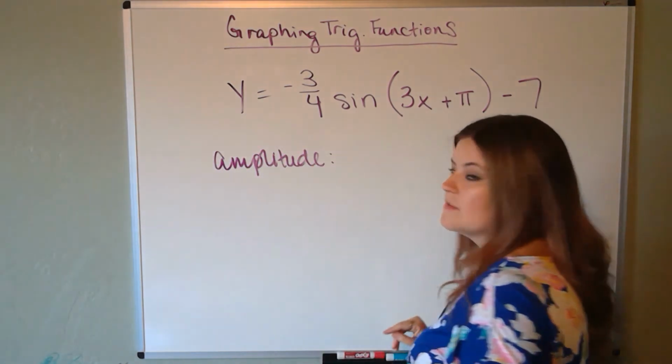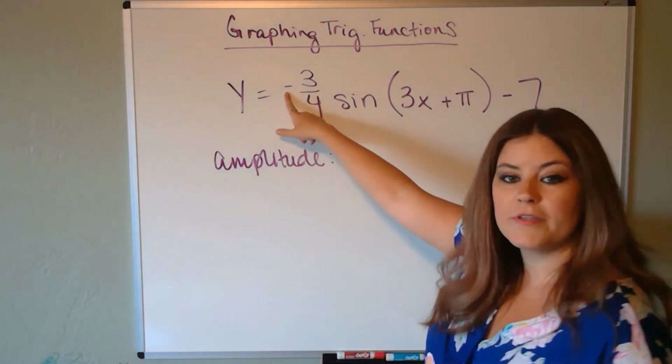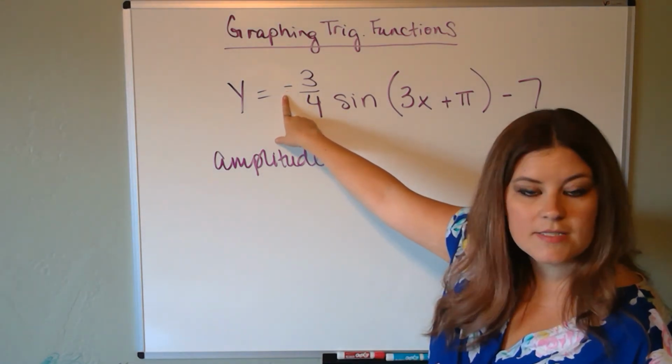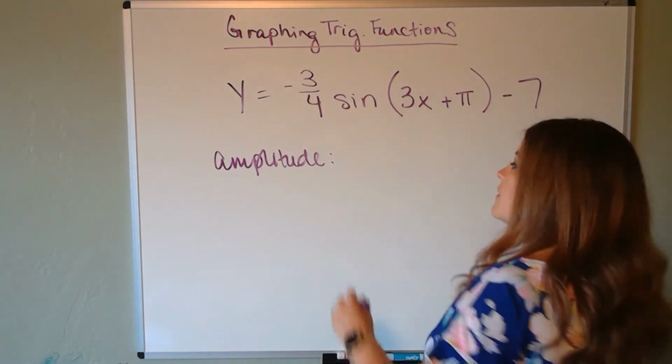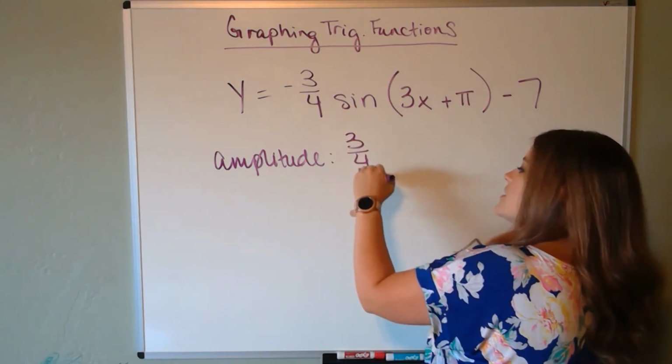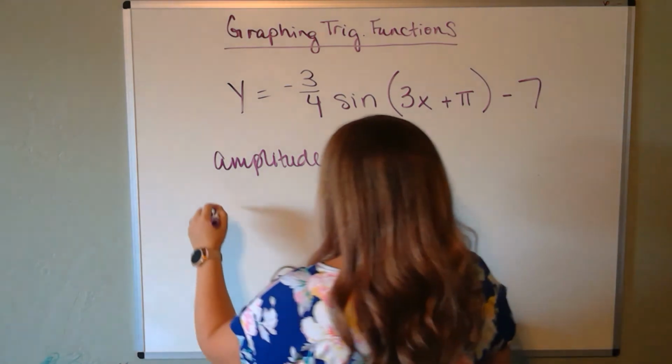It's going to ask you the amplitude. Be careful, there's a negative in front. Do I consider that in my amplitude? No, I don't. Amplitude is this value here. So I would write positive 3/4 as my amplitude.